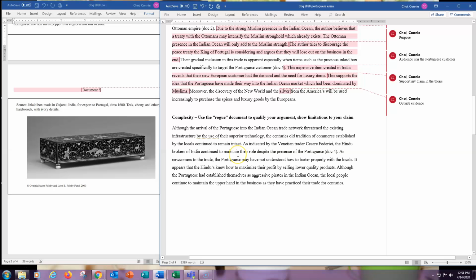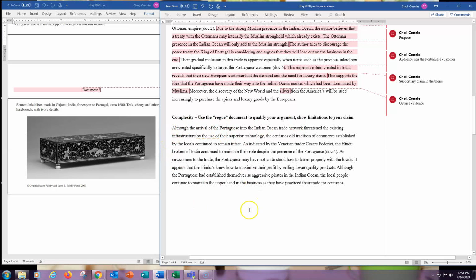The first complexity point I'm going to do is trying to include that 5th document that I did not use in my body paragraphs, because I thought that this 5th document was kind of a rogue document, a standalone document, because it did not fit nicely with the argument that I was trying to make. So what the College Board wants to do is see if you can somehow bring it in. Now, how am I going to do that? I'm going to use that to show limitations to my claim.